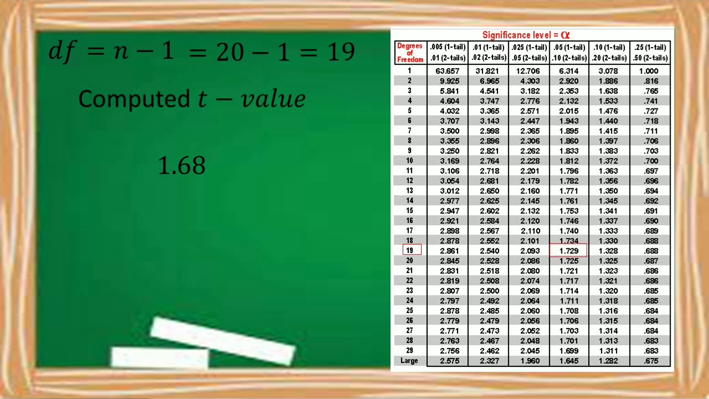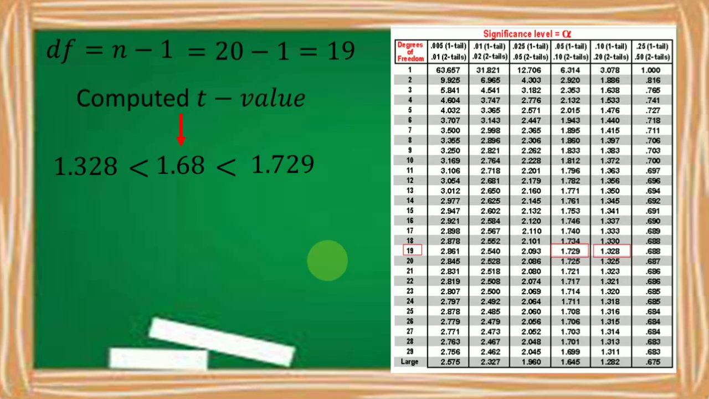And these are 1.729 and 1.328. So, the computed t-value, which is 1.68, is in between 1.729 and 1.328. So here, we're going to use a one-tailed test because we are looking for the probability of a sample mean which is greater than 33.